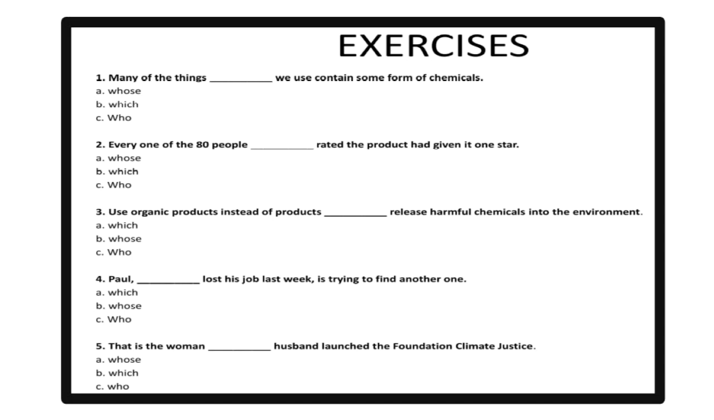And number 5, that's the woman, husband, launched the foundation Climate Justice. Let's think about. We have woman and husband. We don't have verbs in here. So the only possibility is whose, which indicates possession. That's the woman whose husband launched the foundation Climate Justice. This is a very good tip for you. We always use whose between two nouns. Woman whose husband, the parents whose children, the teachers whose students.